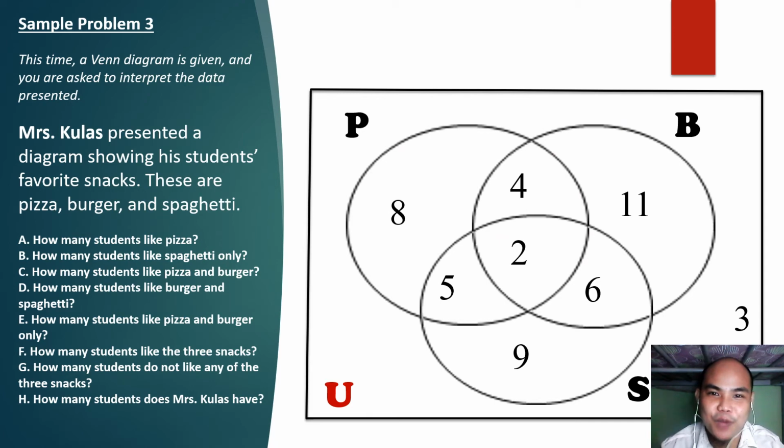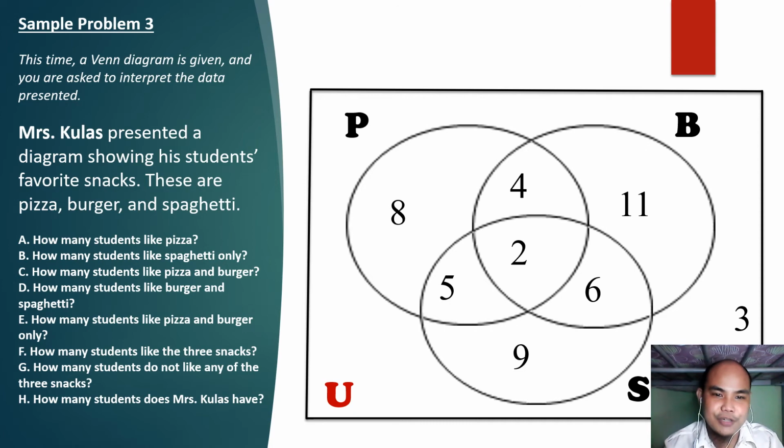Now let's go to sample problem number 3. This time, a Venn diagram is already given, and you are going to interpret the data presented on the Venn diagram. So it's quite easy. All you have to do is interpret the Venn diagram. Now let's have the problem. Mrs. Kulas presented a diagram showing his students' favorite snacks. These are pizza, which is P, burger, which is B, and spaghetti, which is S. That's why we have 3 circles, because there are 3 sets involved: the pizza, burger, and spaghetti.